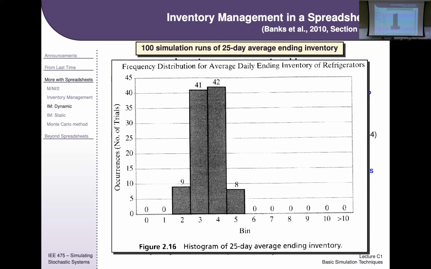All right, questions about this framing. Does that make sense, what we're looking at here? The distribution of averages from a 25-day simulation run 100 times.